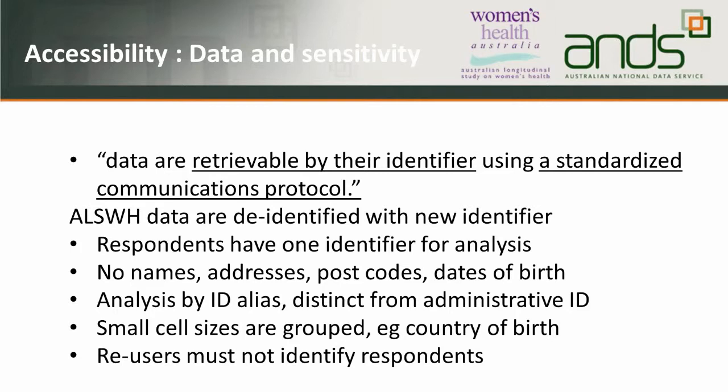On this point, any small cell sizes which we think are identifiable are grouped into larger groups. For example, country of birth we group into broad continental geographical areas to avoid particular countries of birth coming up. And anyone using the data has to, along with a number of other conditions, promise not to identify respondents. Although we go to lengths to make that very difficult, it's conceivable that something could come up, so they sign that they will not identify respondents if they ever had that possibility.